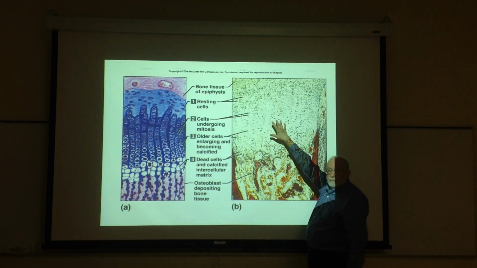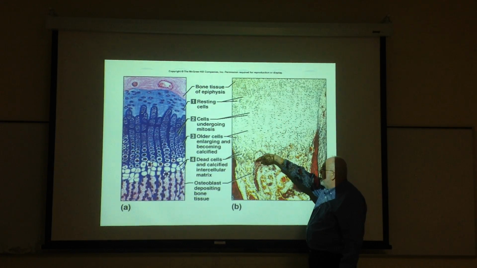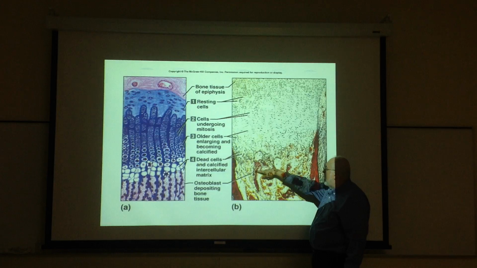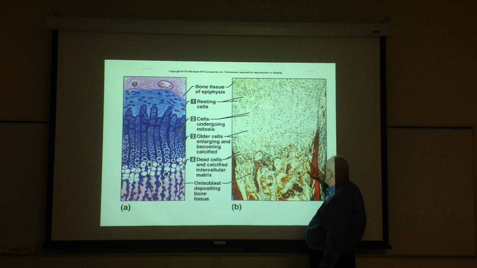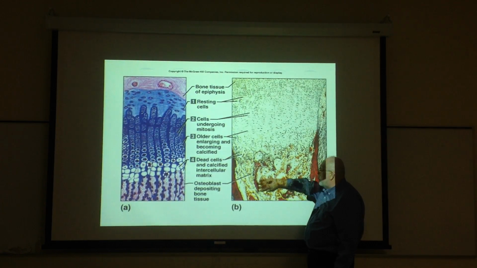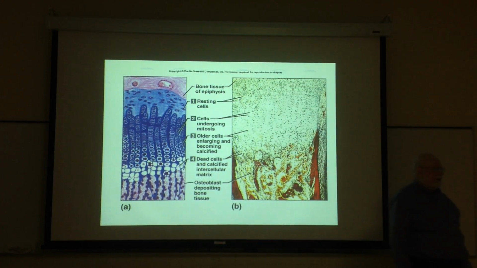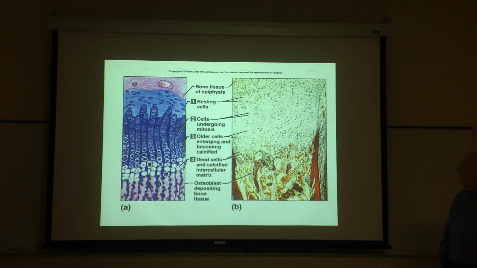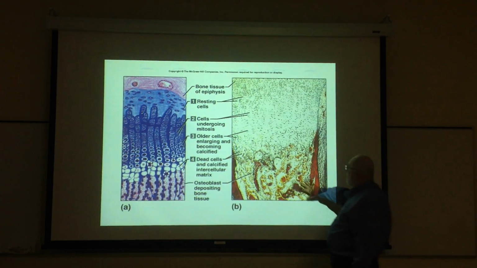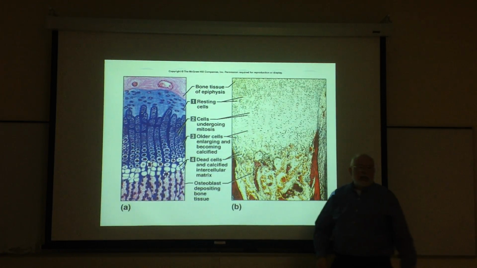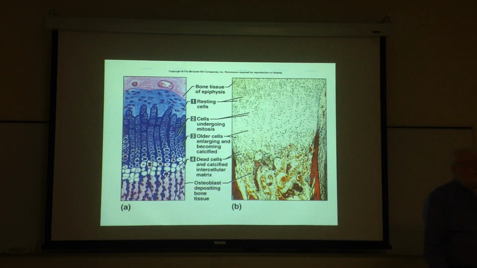Not as many cell nuclei as there were above. And then here is where the osteoclasts are removing that, and osteoblasts are starting to form new bone. All right, there's a trabecula of new spongy bone, and red marrow then migrating into the space between the trabeculae and the spongy bone. All right, there you go. There it is.